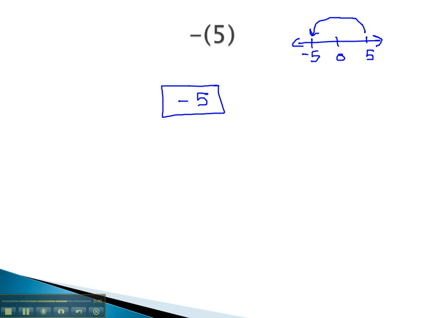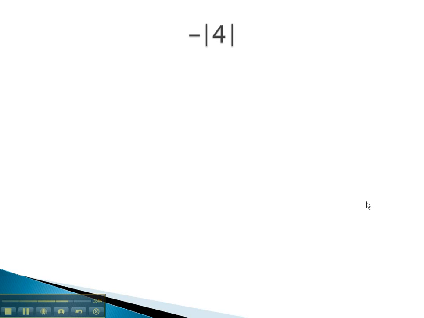Let's kind of take this idea and combine it with the absolute value problems. Here we have the opposite of the absolute value of 4. If we think about this like an order of operations problem, we could first focus on the absolute value of 4. Keeping it positive is 4, and bringing that negative down, giving us the opposite of 4, or -4 for our solution.